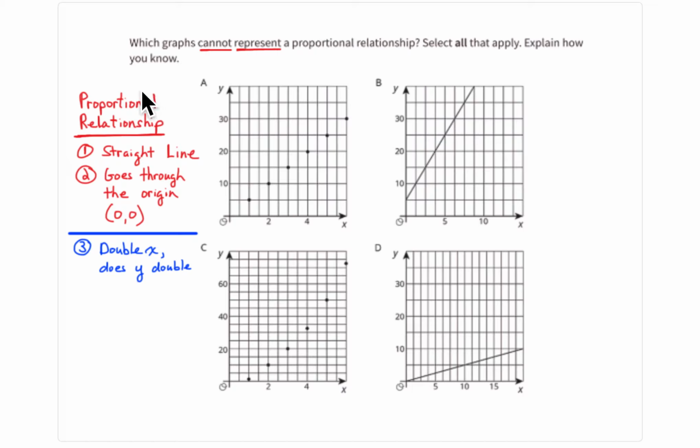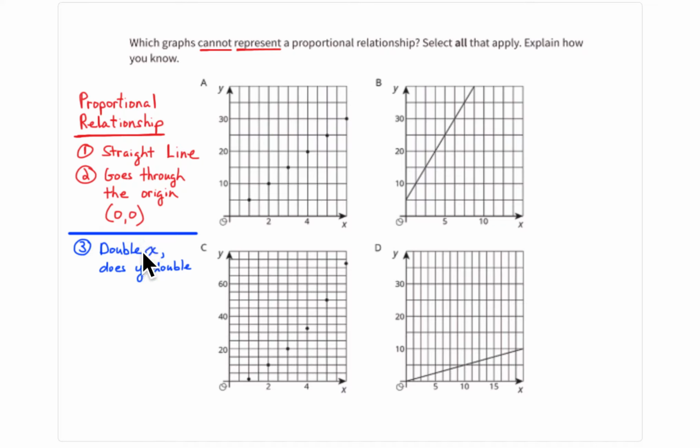Well, first of all, in looking for a relationship that is proportional, you're going to look for a straight line, and you're going to look for that line to go through the origin, so to go through (0, 0). So 2 things for a relationship to be proportional: a straight line, and it goes through the origin.